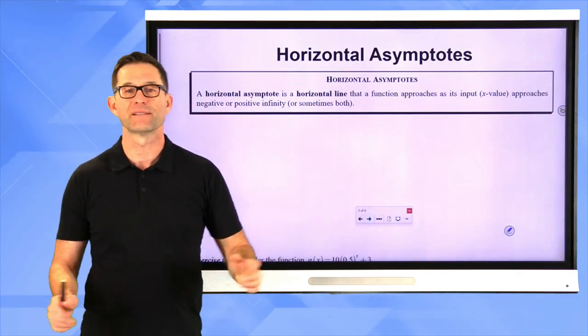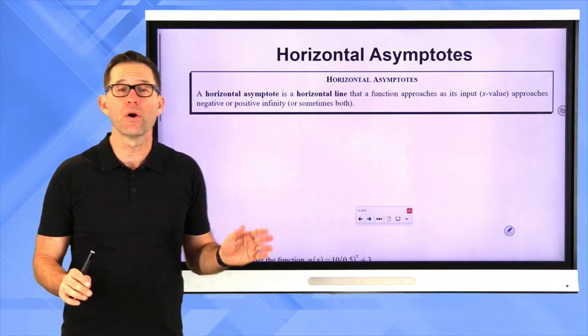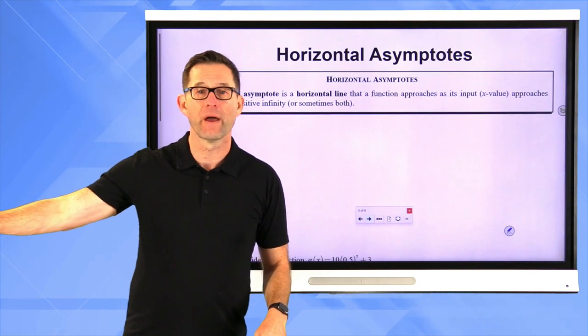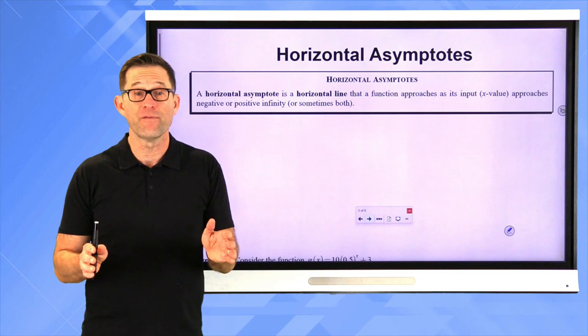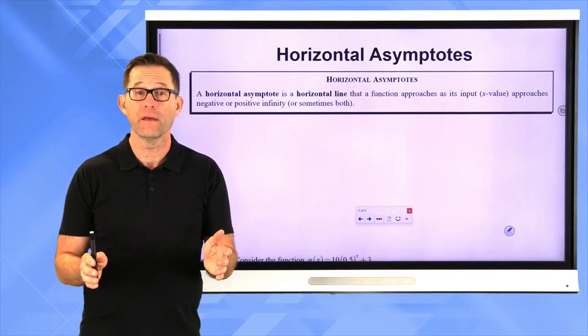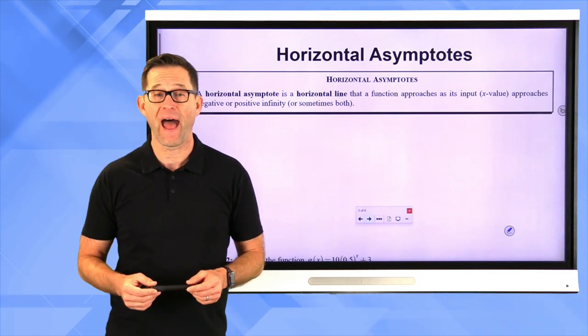All right, horizontal asymptotes. A horizontal asymptote is a horizontal line that the function approaches as its input, x value, approaches negative or positive infinity. In other words, as you go way off to the left or way off to the right, if the function starts flattening out and approaching a horizontal line, then we call that horizontal line the function's horizontal asymptote.